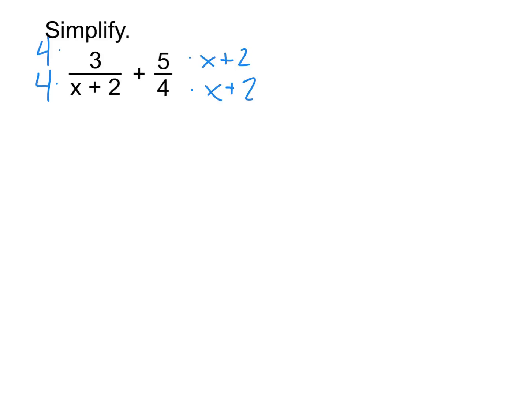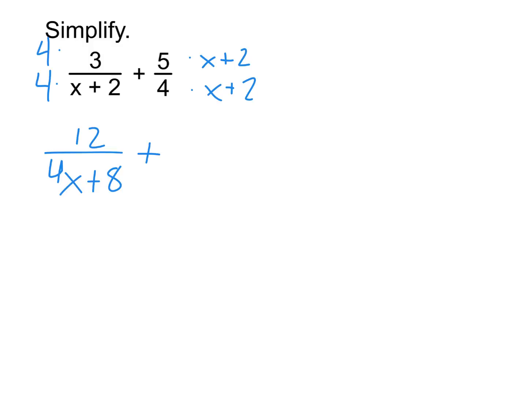So on the first fraction, the 3 times the 4 on the top gives me 12. And on the bottom, remember, the 4 has to multiply to both terms. We got to distribute it to everything. So 4 times x gives me 4x. And 2 times the 4 gives me 8. So I got a 4x plus 8 on the bottom there.